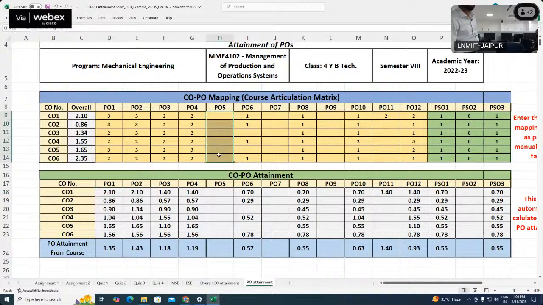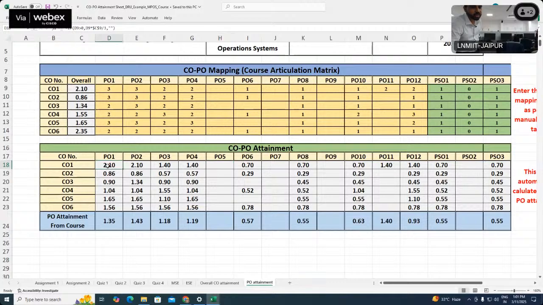If there are no entries in particular cells, the formula will enter no values here because you didn't have any COPO mapping. So for that again some formula is set. If there is some value only, then it will return the value. If any calculation is not there, it will simply return blank. Okay, and thus we have calculated COPO mapping for all particular COs and all POs and PSOs.